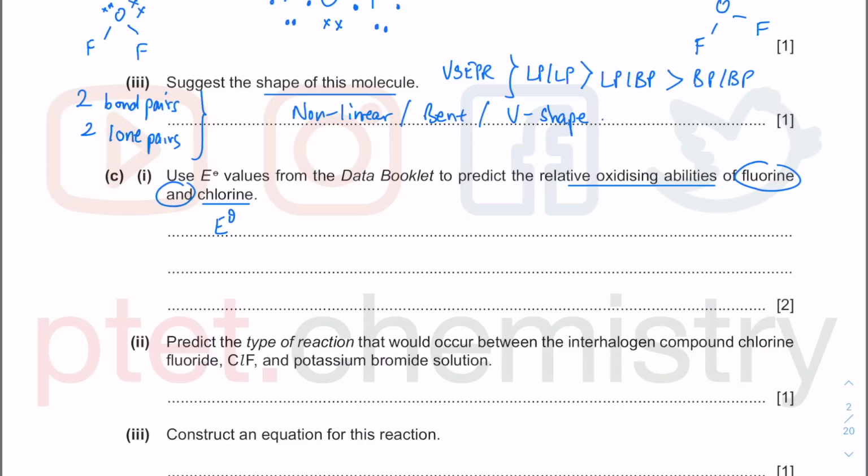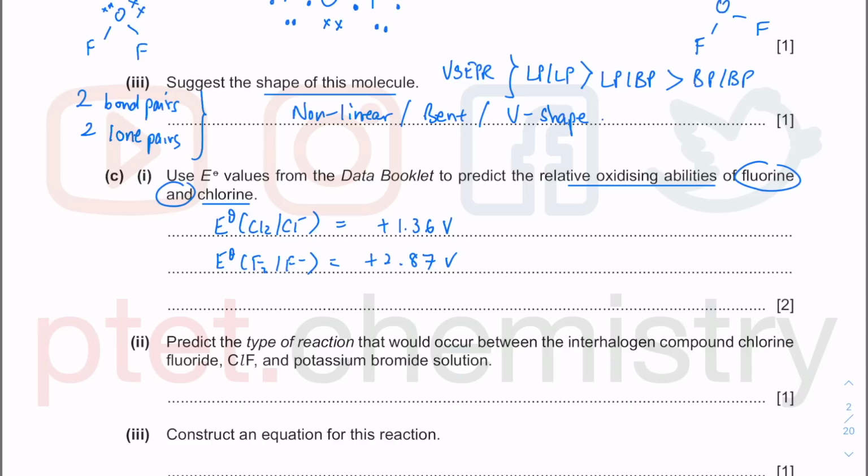So we have E0 for Cl2 to Cl minus. We always represent this as a reduction potential because all the electrode potentials in the data booklet are shown as standard reduction potentials. So they are in alphabetical order. Cl2 adding electrons to give chloride is plus 1.36 volts. And when I go to F2, F minus, further down in alphabetical order, that is plus 2.87 volts.